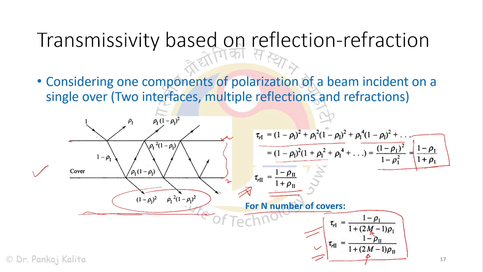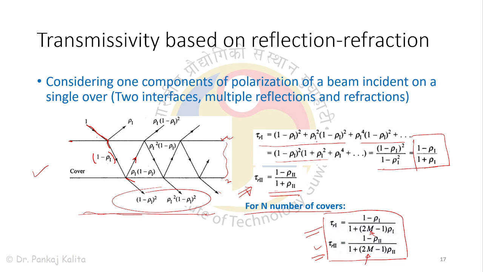I'll just explain quickly how this derivation is done. Whatever solar flux is incident on this surface, a part of it is refracted. So 1 minus rho 1 is refracted, and it comes to this point, then part of it is refracted and part of it is reflected. In similar fashion it goes on.